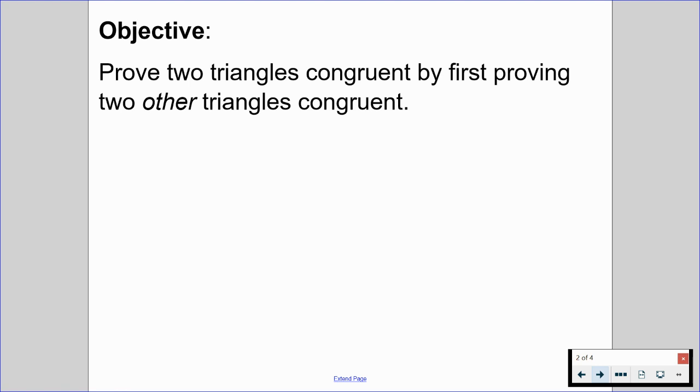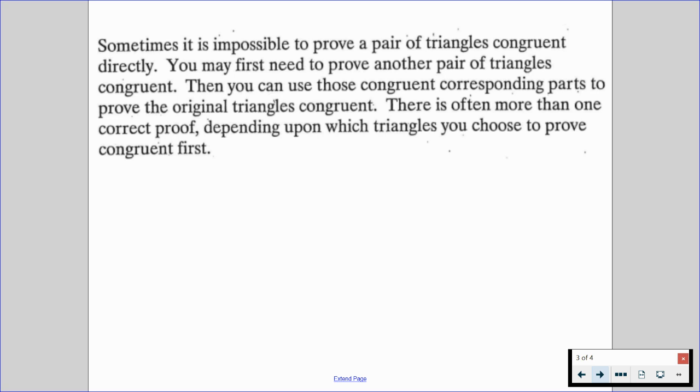Let's begin. So sometimes it is impossible to prove a pair of triangles congruent directly. You may first need to prove another pair of triangles congruent. Then you can use those congruent corresponding parts to prove the original triangles congruent. There is often more than one correct proof depending upon which triangles you choose to prove congruent first. So let's go through the only example on your guided notes, talk about a couple of tips and how to plan for this.